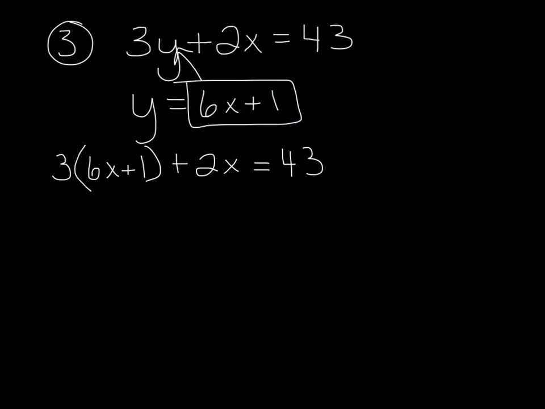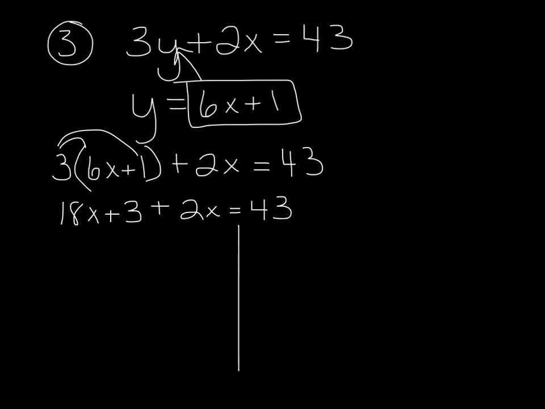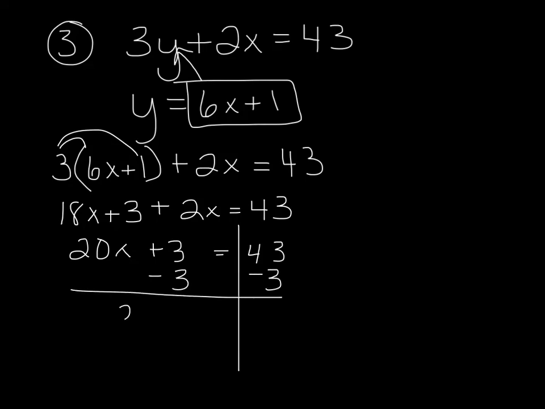So now we're going to distribute because we have a number on the outside. So that gives me 18x plus 3 plus 2x equals 43. Draw your line. Combine your like terms. So 20x plus 3 equals 43. Subtract 3. You get 20x equals 40. Divide by 20. You get x is 2.